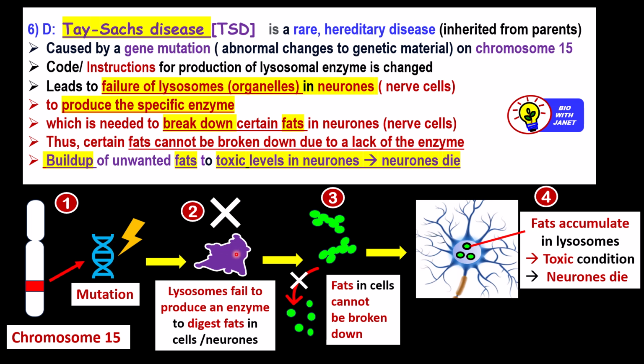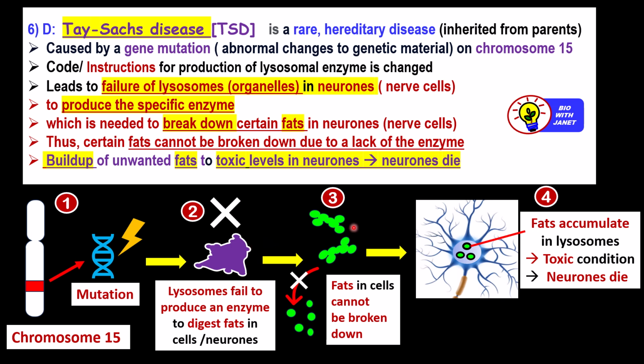So then the lysosomes will fail to produce an enzyme that can digest the fats in cells, such as in neurons. Lysosomes have got the wrong code of instructions. They produce something, maybe a type of defective protein that cannot act as an enzyme to digest the fats anymore. So there's something wrong with the molecule of the enzyme, the enzyme molecules produced by these patients with TSD or Tay-Sachs disease.